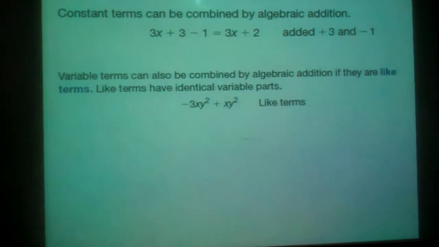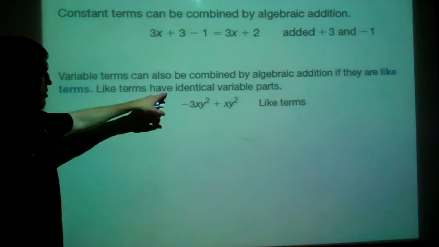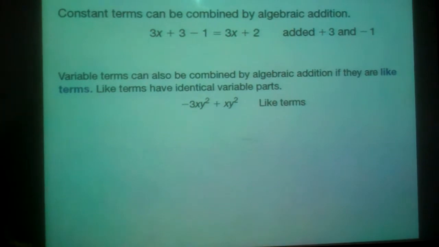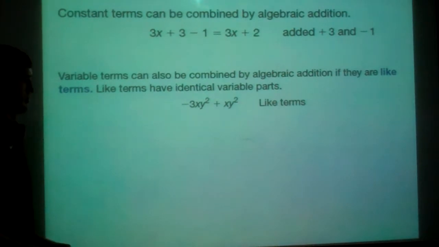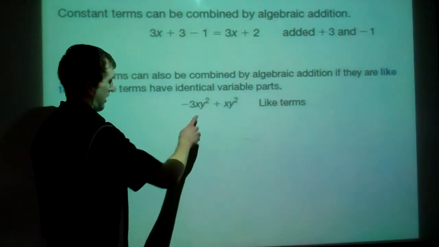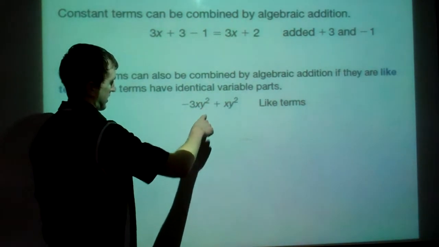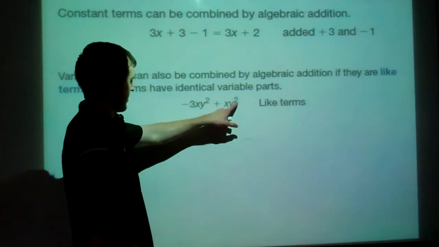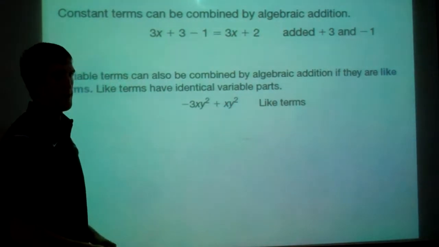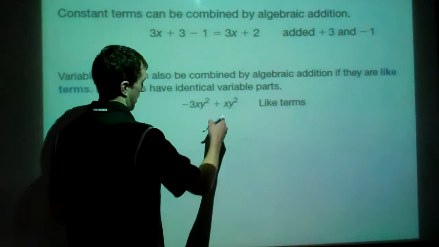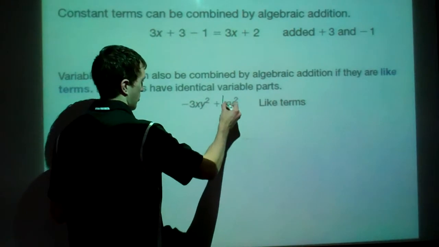Variable terms can also be combined by algebraic addition if they are like terms. Like terms have identical variable parts. For instance, this. So we need to look at the fact that they have identical variable parts. They have to look the same. X, y squared, or x times y to the second power. X times y to the second power, xy squared. They both have that. They are like terms. That means we can combine them. If we don't see a number, remember there's a 1 here.